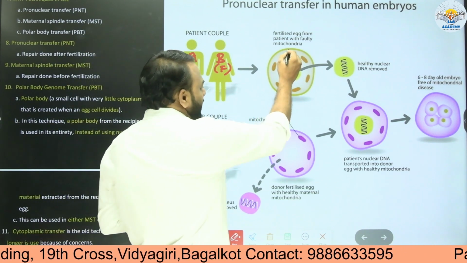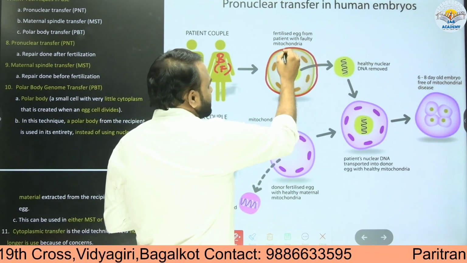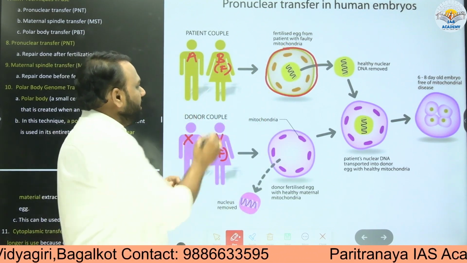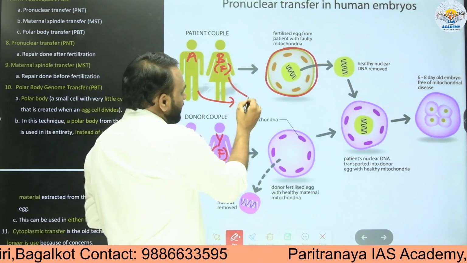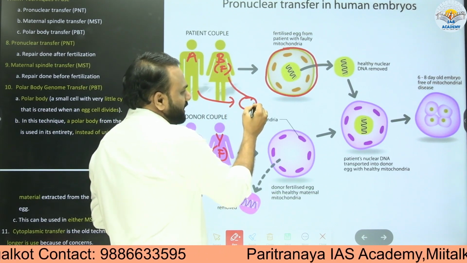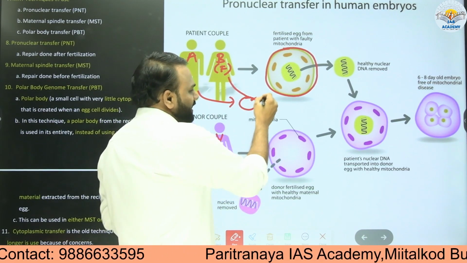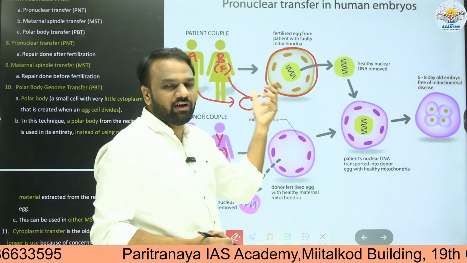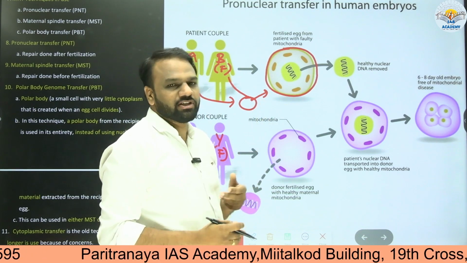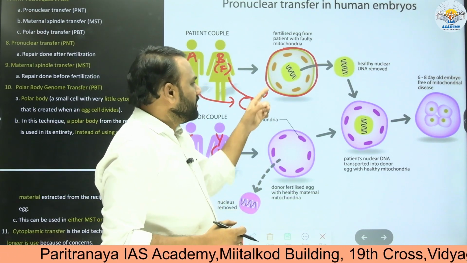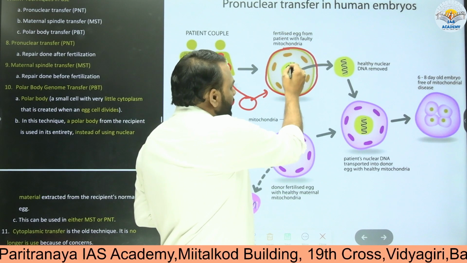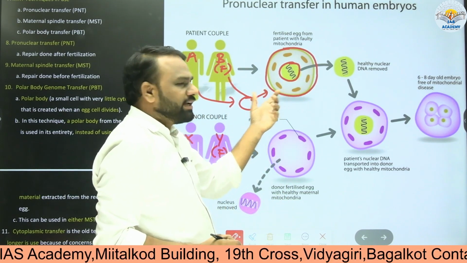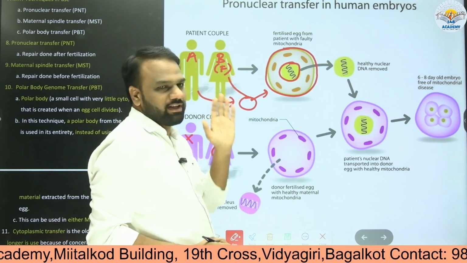So this is a fertilized egg from the patient with faulty mitochondria. Here A is sperm and B is egg. Both of them have been mixed together and fertilized. So now this is a single cell of the next embryo which is going to develop. If you look at this nucleus, it consists of characteristics of both father as well as mother.